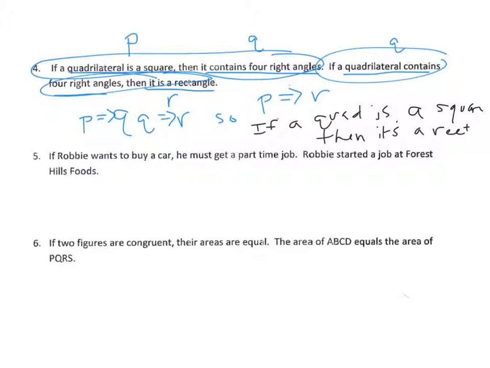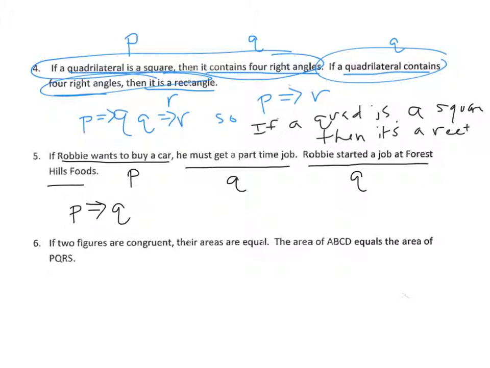Number 5, if Robbie wants to buy a car, I'm going to let that be P, he must get a part-time job. That's Q. Robbie started a job at Forest Hills Foods. Well, that is basically our Q statement, because starting a job at Forest Hills Foods is working a job. So that's Q. So we have that P implies Q is true, and then we're given that Q is true.